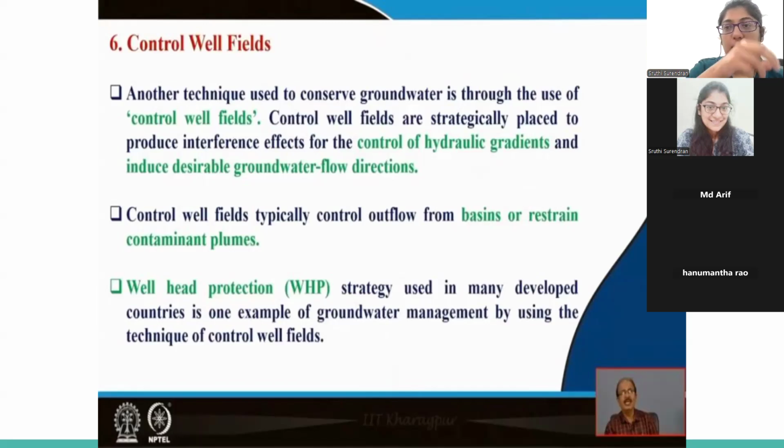So what happens when we place wells in a manner that it can alter the flow of groundwater, or result in the flow of groundwater in a particular direction, because the hydraulic gradient will change as a result of these wells being placed at a particular interval. Then this technique is called control well fields, and the strategy is called wellhead protection strategy. So this is what control well fields are. The answer for this question is control wells.